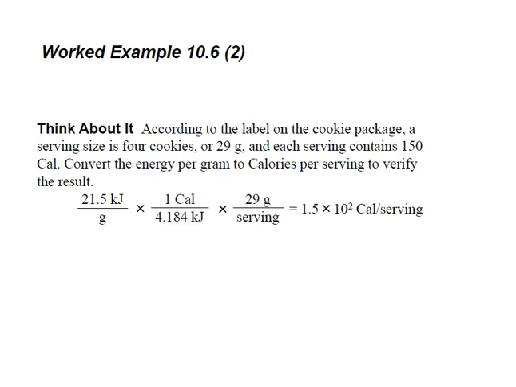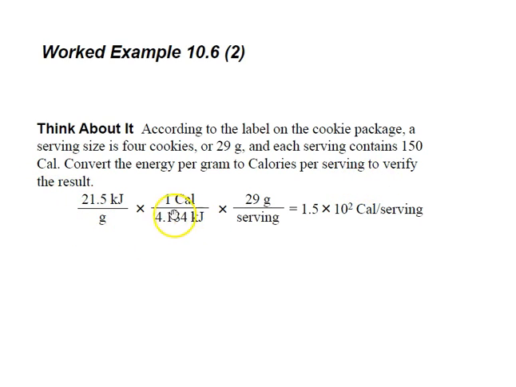So one thing to think about, according to the label on the cookie package, and let's say we did do this in a lab and we got some information, so it does give us this information. A serving size is 4 cookies, which is about 29 grams. So we can figure out what that would match to, and it says each serving contains 150 calories. Convert the energy per gram to calories per serving to verify our result.